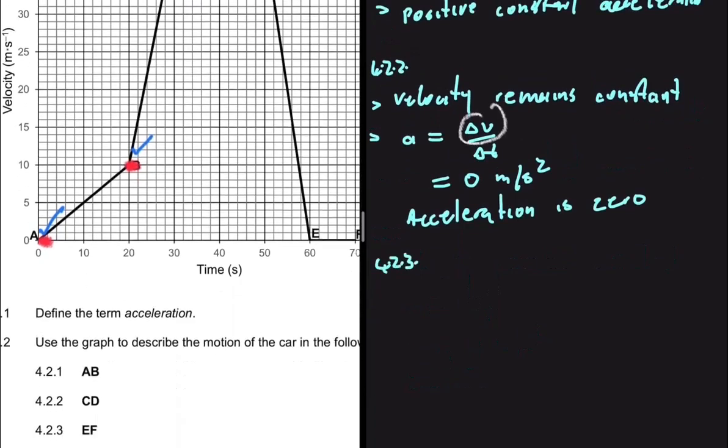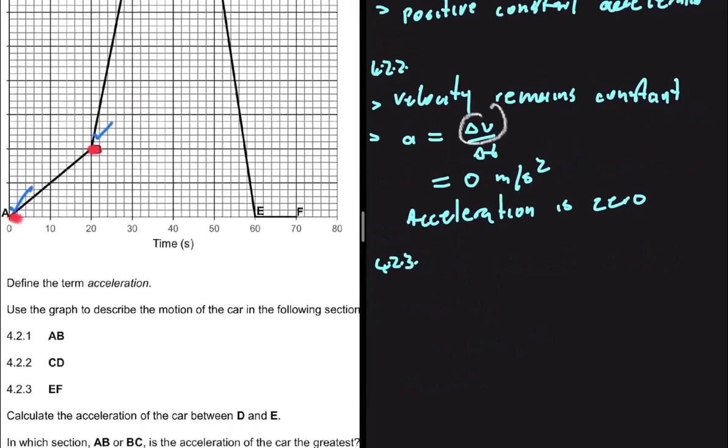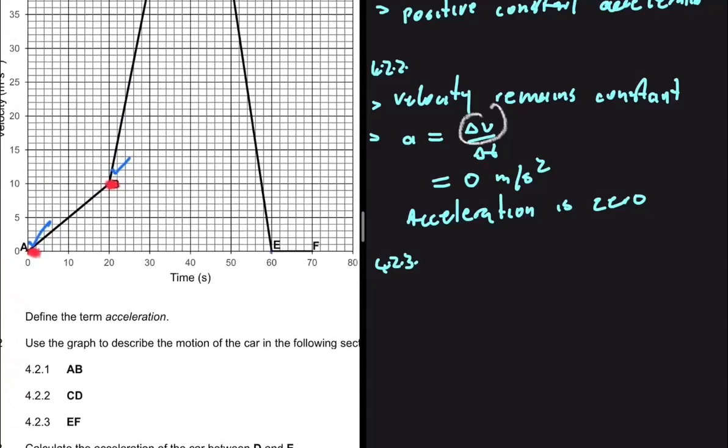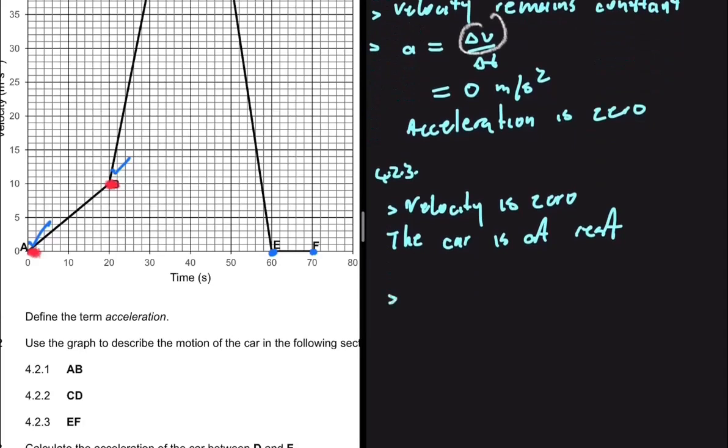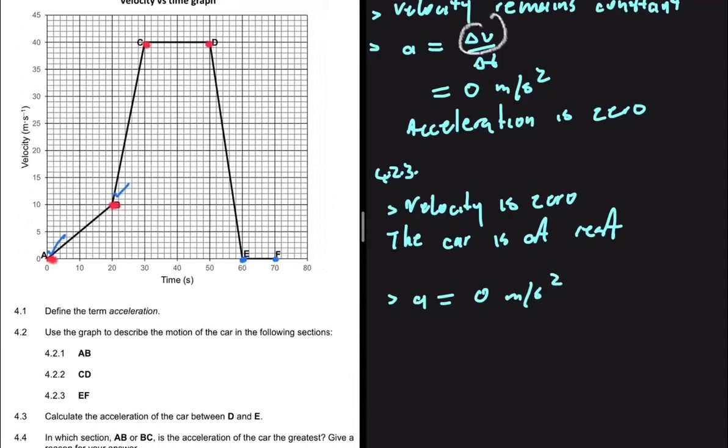4.2.3. Which section are we interested in now? EF. Let's look at section EF. At E, our velocity is 0 meters per second. At F, our velocity is 0 meters per second. With regards to velocity, we can say that the velocity is 0. This would imply that the car is at rest. We started with a velocity of 0 and the final velocity is also 0, so there's no movement. The car is not moving. And what can we say about the acceleration? Obviously, if there is no change in the velocity, then the acceleration will be 0 meters per second squared. Let's move to 4.3.